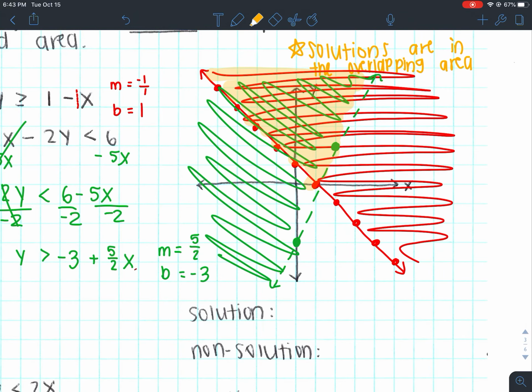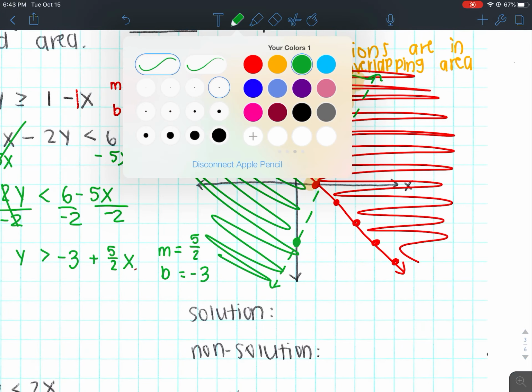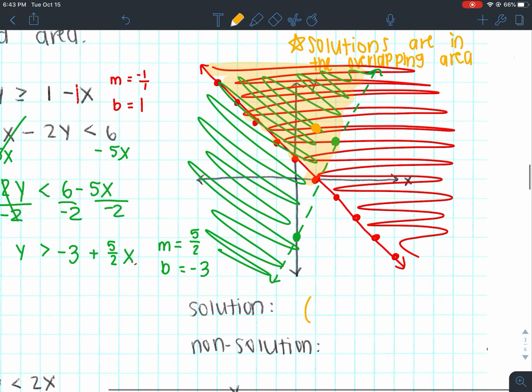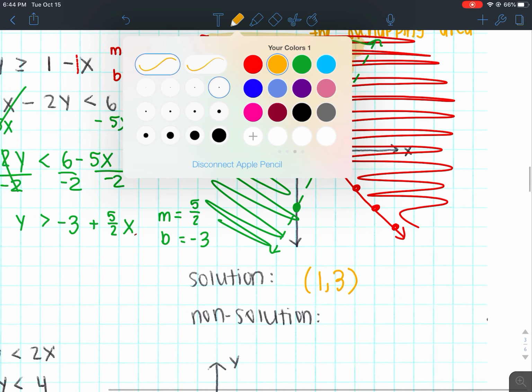So I can pick any point as long as it's located in that section. One of my solutions could be (1, 3), right? (1, 3) lands in there. So that's a solution. But I can also do (1, 5) or (0, 5), right? So 1, 2, 3, 4, 5. So (0, 5) is also a point. Anything in that orange shaded region is a solution.